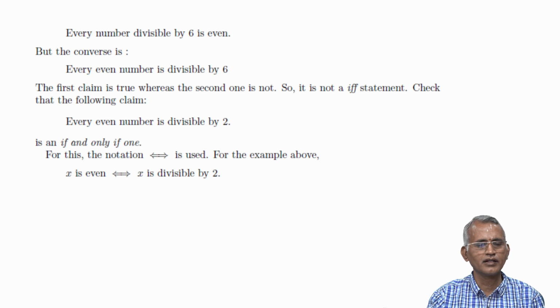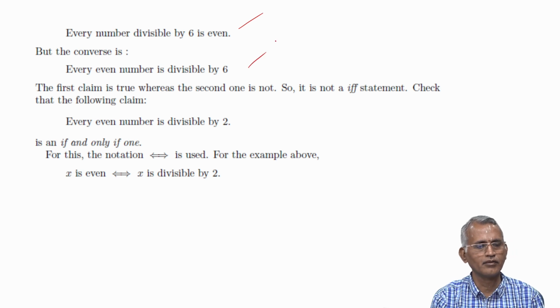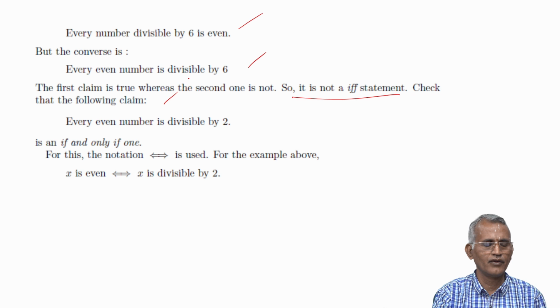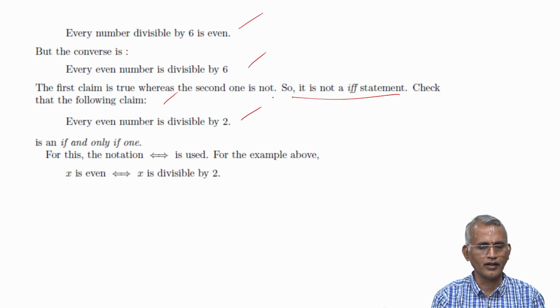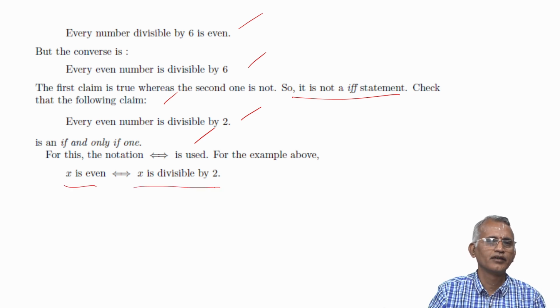Every number divisible by 6 is even, but the converse is not true. Every even number is divisible by 6? The first claim is true, whereas the second is not true. So, it is not an if and only if statement. And check the following claim: every even number is divisible by 2 is an if and only if one. For this, the notation if and only if is used. For the example above, x is even if and only if x is divisible by 2.